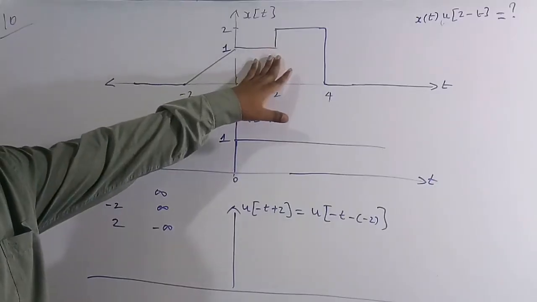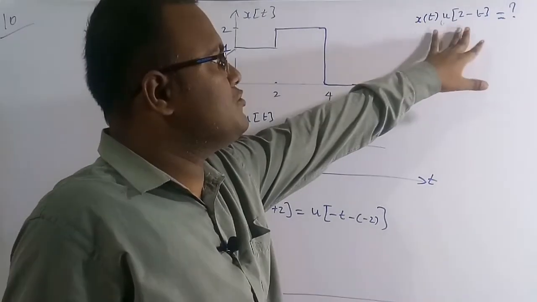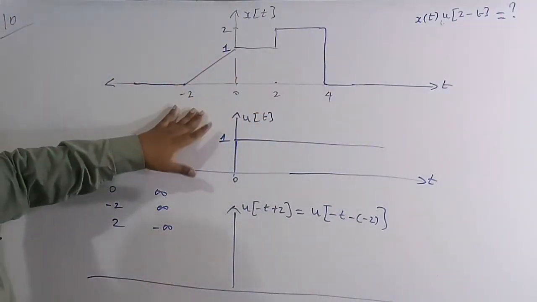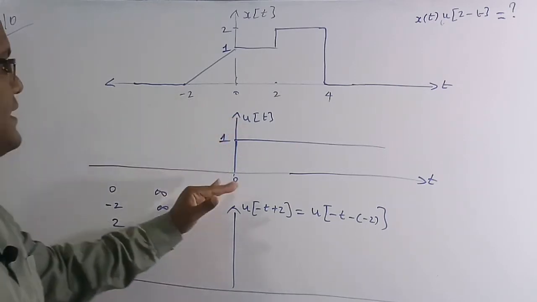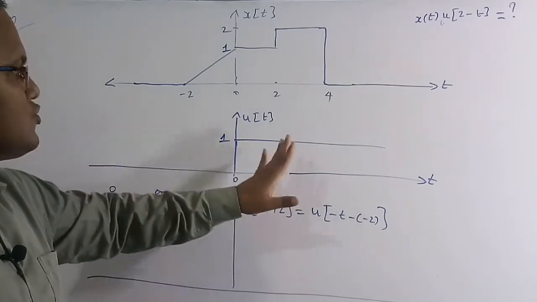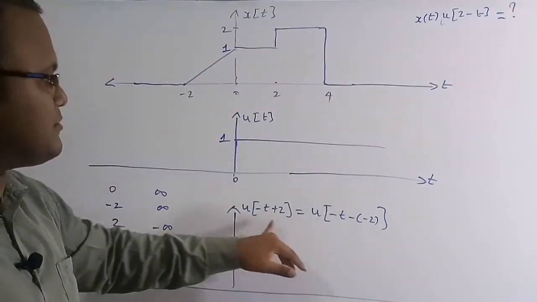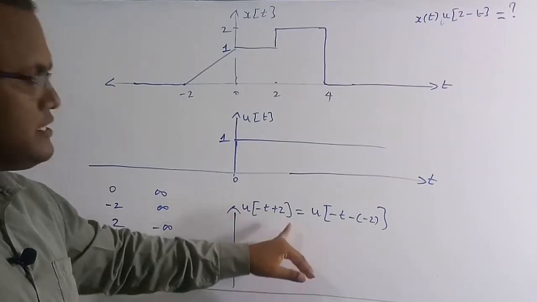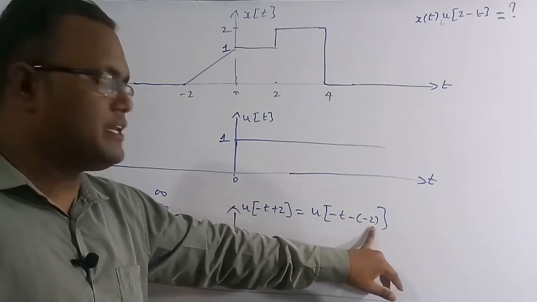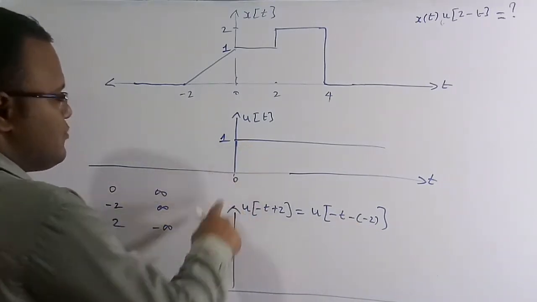So this is the function x of t they have given in the question. We need to draw the diagram of x of t into u of 2 minus t. First, I am going to draw u of t. For t less than 0 the value is 0, and for t greater than or equal to 0 the value is 1. Now I am going to draw u of 2 minus t. u of 2 minus t is nothing but u of minus t plus 2. So I am going to write it in standard form, which is u of minus of t minus 2. So this is the standard form. See here, for u of t the initial value is 0.